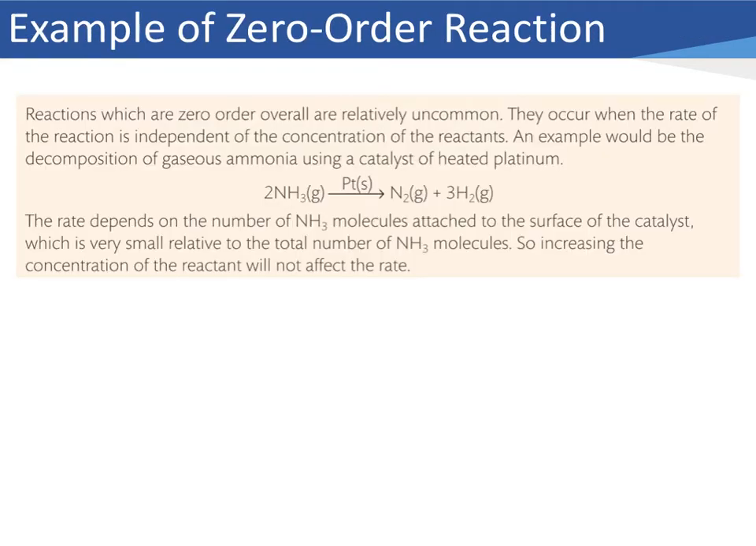And an example is ammonia on a platinum catalyst to form nitrogen and hydrogen gas. The rate depends on the number of ammonia molecules that can attach to the surface of the catalyst, and the surface of the catalyst is very small relative to the total number of ammonia molecules. So increase in the concentration of ammonia will not make the rate go any faster, because there just isn't enough space on the catalyst to handle all those extra molecules. So the reaction order is 0.